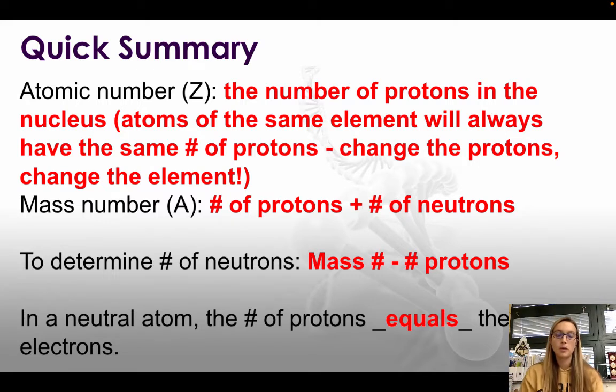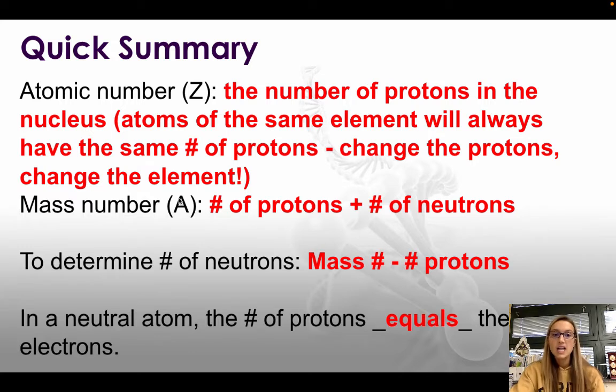Atomic number is the number of protons in the nucleus. Now, atomic number is represented by a capital Z. So the symbol for atomic number is Z. Again, the number of protons in the nucleus. Atoms of the same element will always have the same number of protons. If you change the number of protons, you change the element. So if you go from 6 protons to 7 protons, now it's no longer carbon, it's nitrogen. And if you say, how did you know that? Look on the periodic table. The atomic number is given to you on the periodic table.